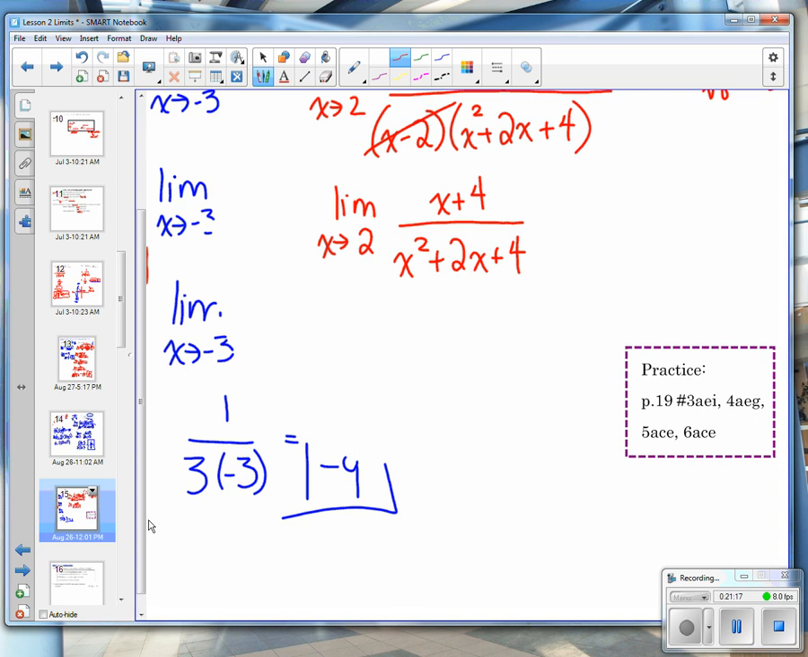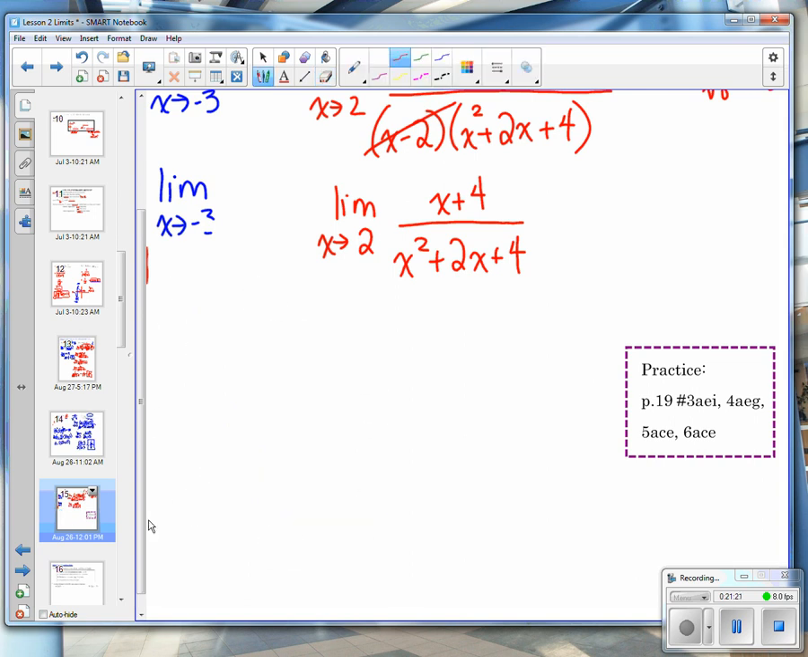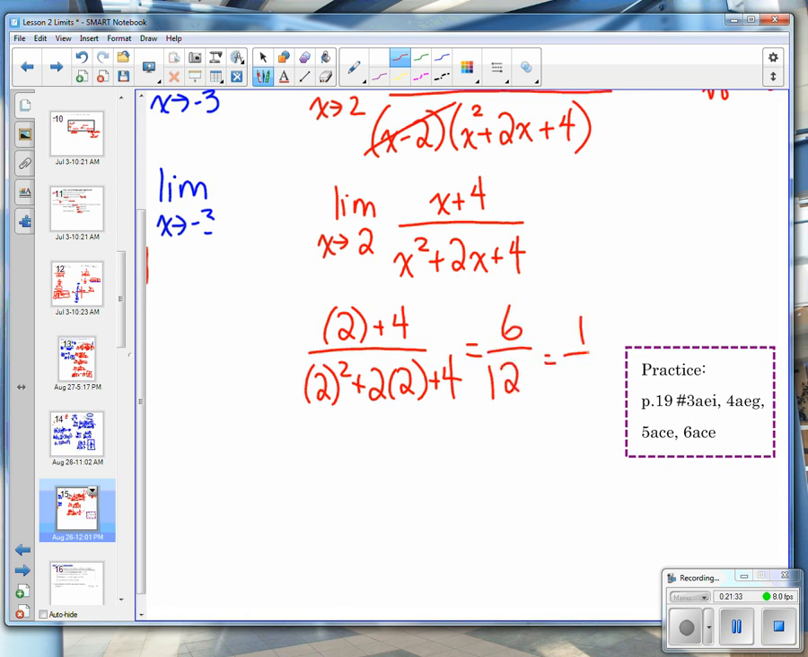But what I can do is plug in that value of 2. So let's do that. I've got 2 plus 4 over 2 squared plus 2 times 2 plus 4. And when you evaluate that, you're going to get 6 over 12, which would just simplify to a half.